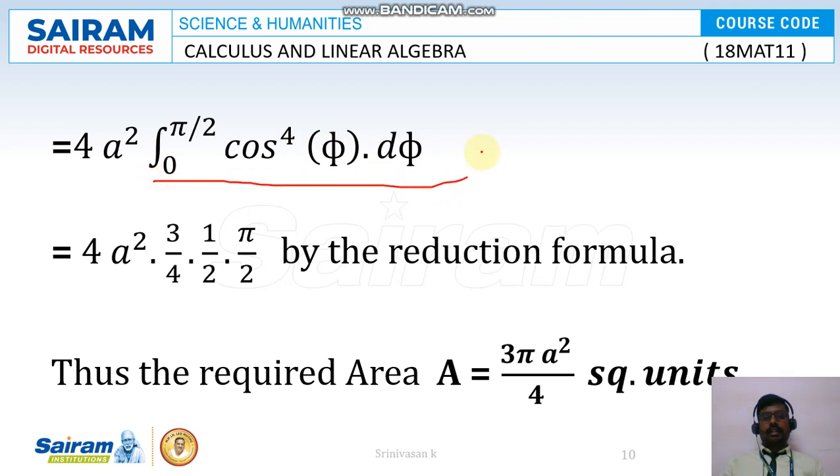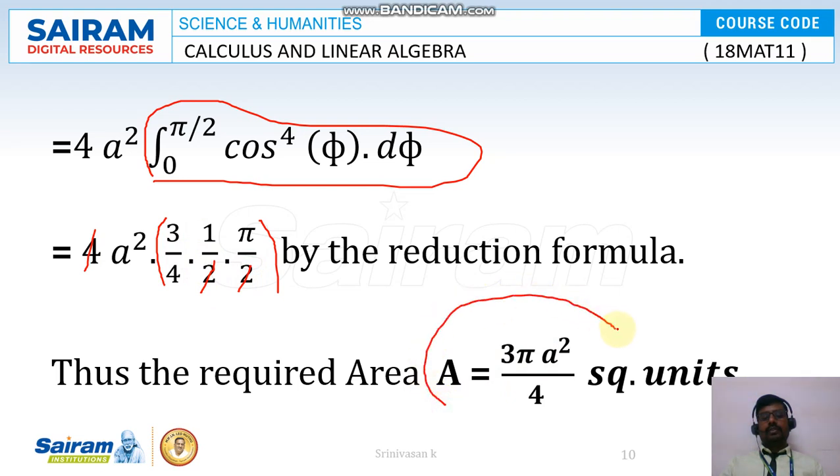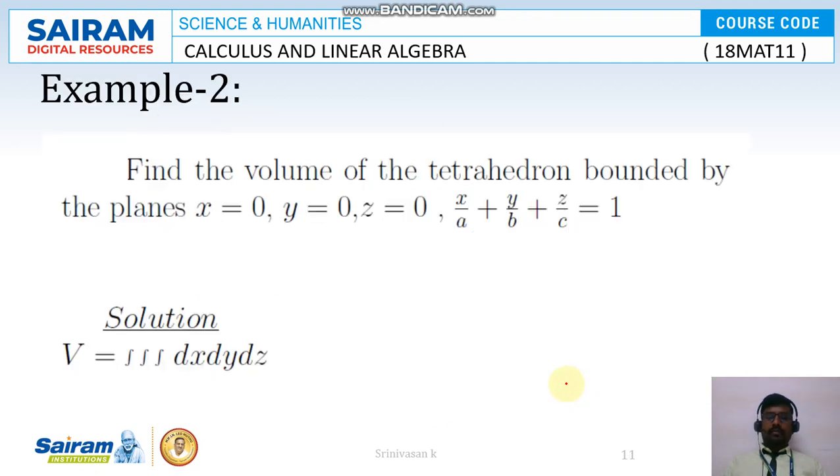This entire value, by using the reduction formula, we'll get 4a square into 3 by 4 into 1 by 2 into pi by 2. So this 4 and this 4 are cancelled, and we'll get 3 pi a square divided by 4. This is the area of the given curve. So a equal to 3 pi a square by 4 square units by the polar form.